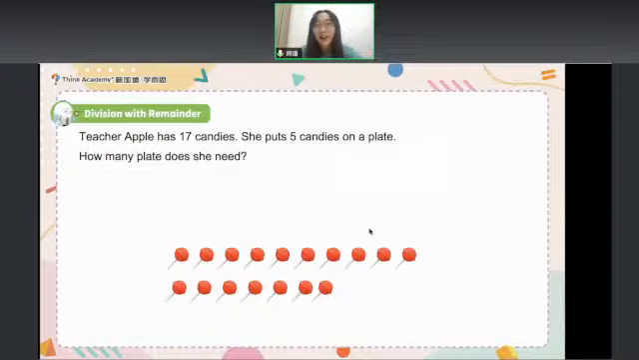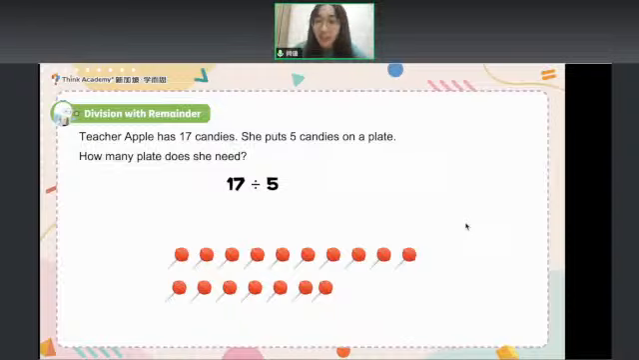Teacher Apple has 17 candies. She puts 5 candies on 1 plate. How many plates does she need? How many plates? Yes, correct. Okay. So here we just apply division.